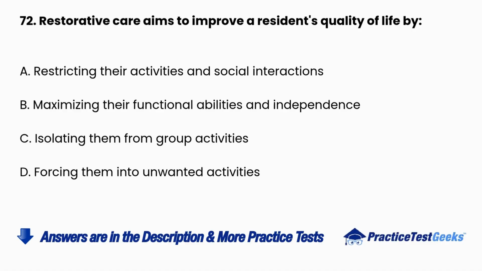72. Restorative care aims to improve a resident's quality of life by: A. Restricting their activities and social interactions. B. Maximizing their functional abilities and independence. C. Isolating them from group activities. D. Forcing them into unwanted activities.